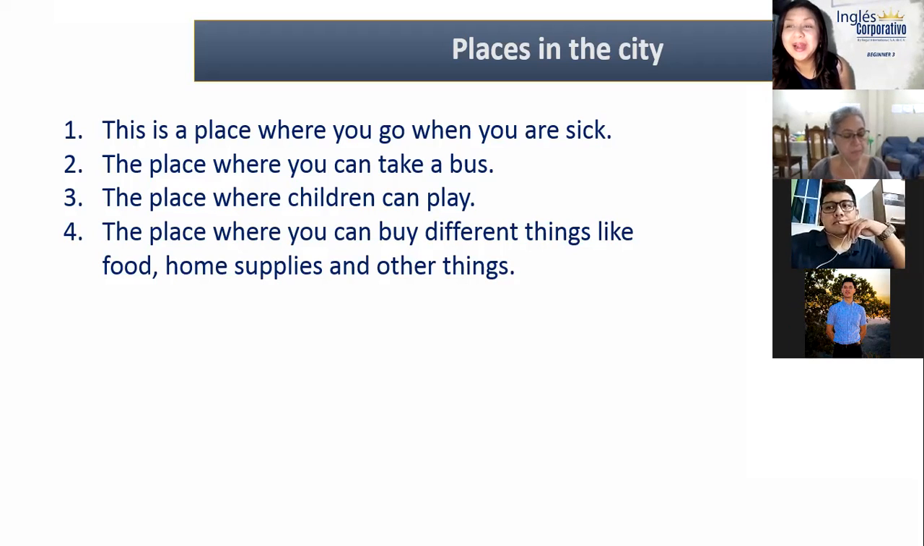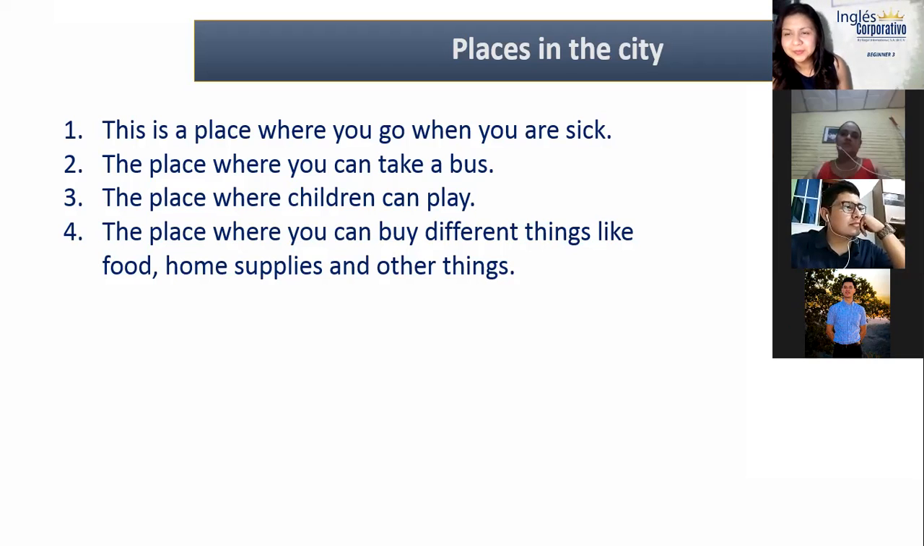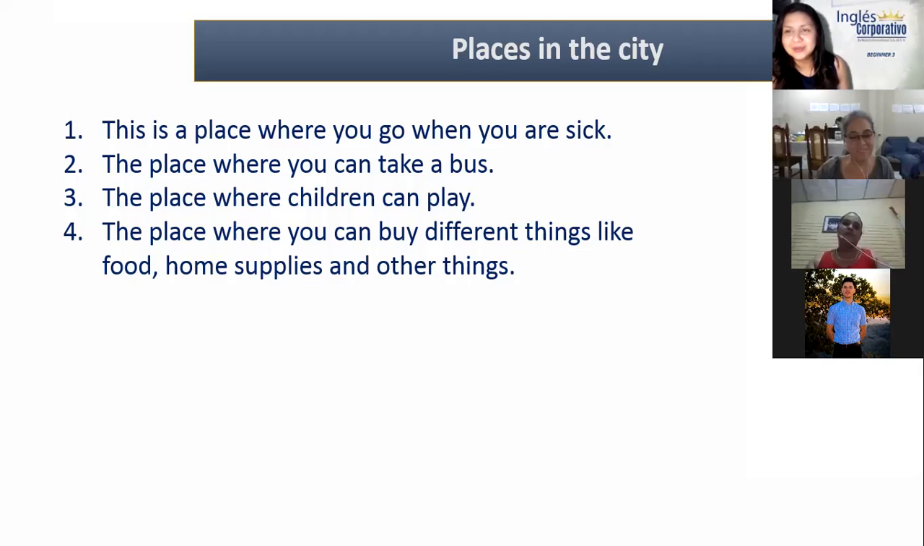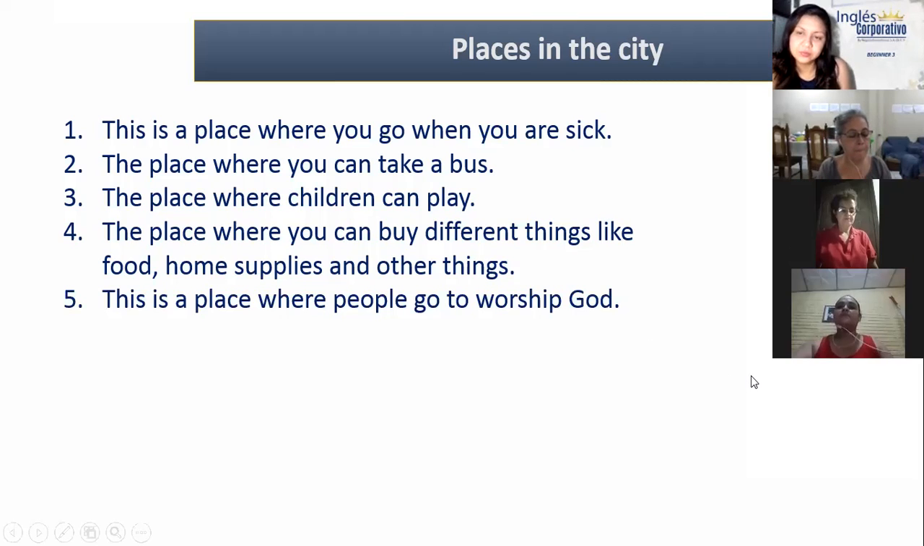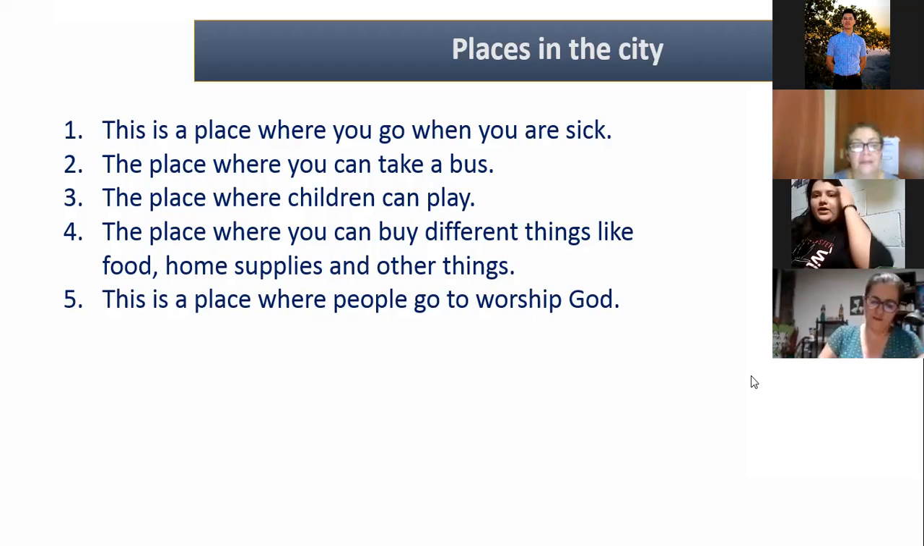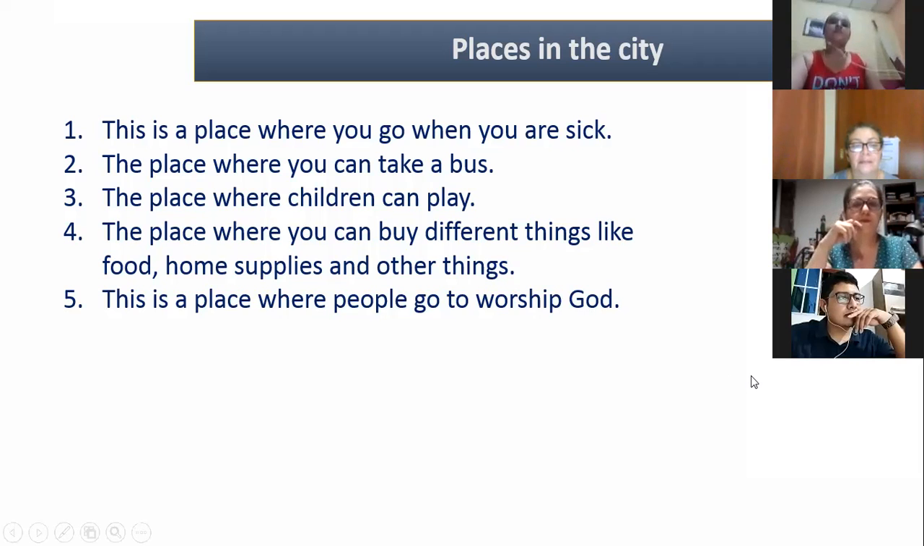The supermarket. Can you give me examples of supermarkets? Super Selectos. La Despensa de Don Juan. Walmart. PriceSmart. Maxi Despensa. Okay, thank you. Let's see. Kimberly, can you please read number five? This is the place where people go to worship God. Okay. What is it?